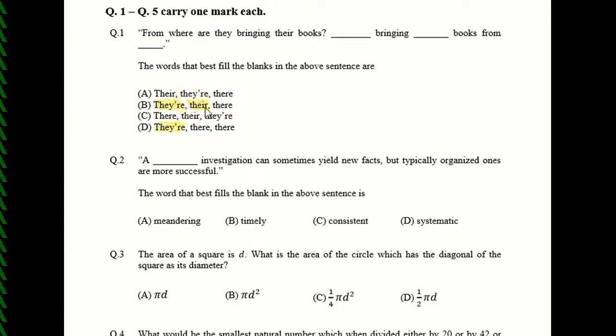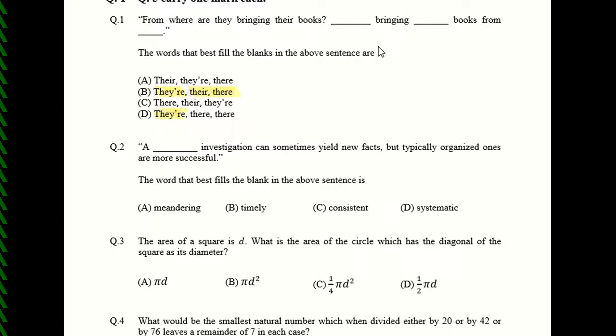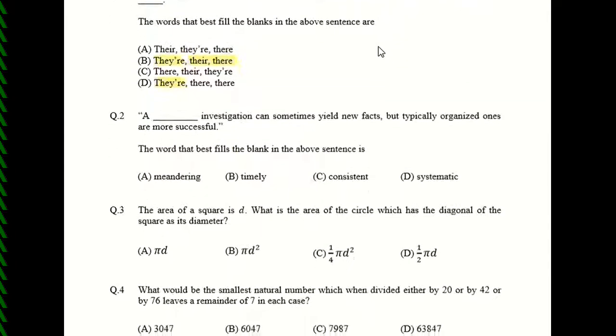And the second 'there' is used to represent a place. You always represent a place using THERE. So the final answer is B, and the sentence will be, from where are they bringing their books? They are bringing their books from there. I hope I said that correctly.